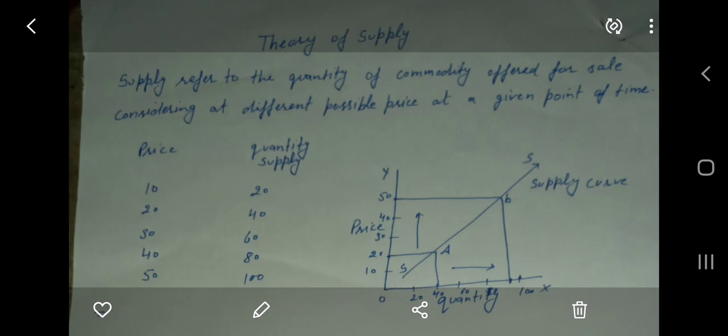We are taking price on the OY axis and quantity on the OX axis. SS is the supply curve and Q is quantity. When price rises, the quantity for sale also rises.